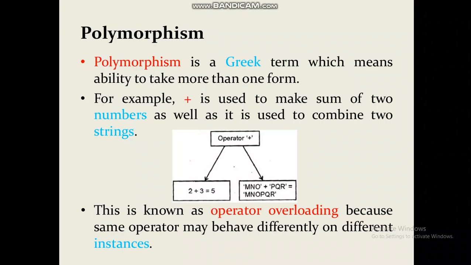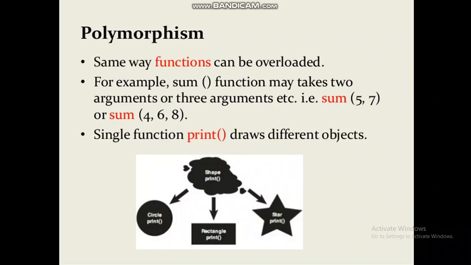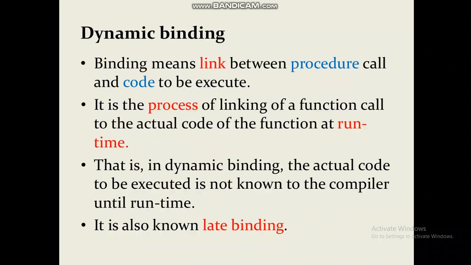Next one is polymorphism. It's a Greek term which means the ability to take more than one form. There are two types of polymorphism: operator overloading and function overloading. Operator overloading means the same operator may behave differently. Function overloading means a function may take two arguments or three arguments. The functions can also be overloaded.